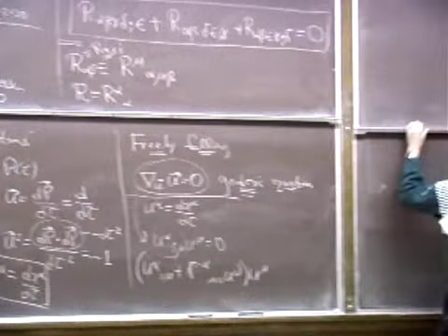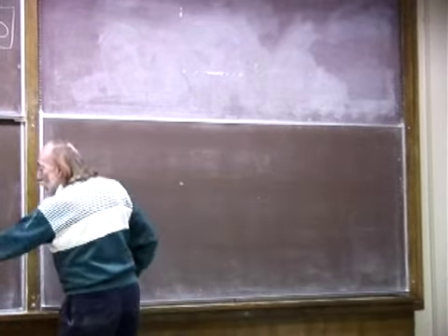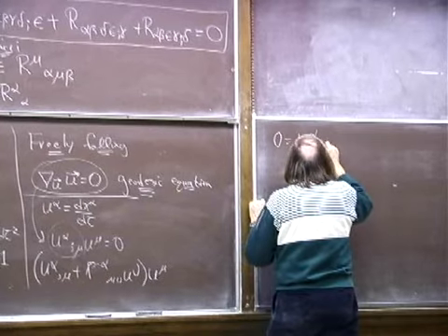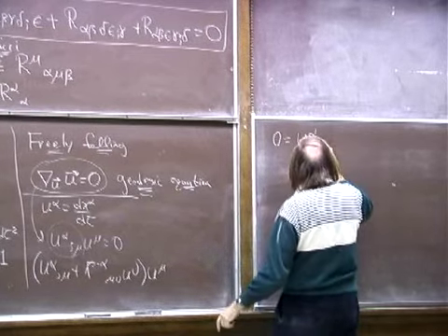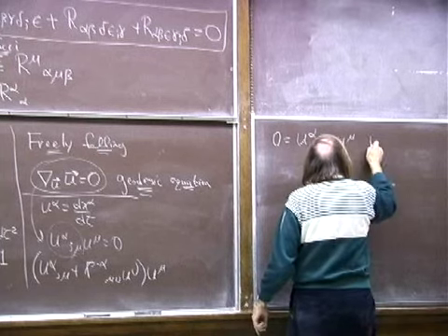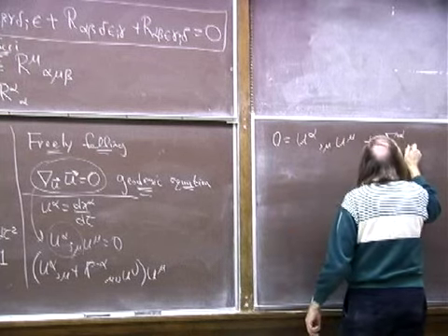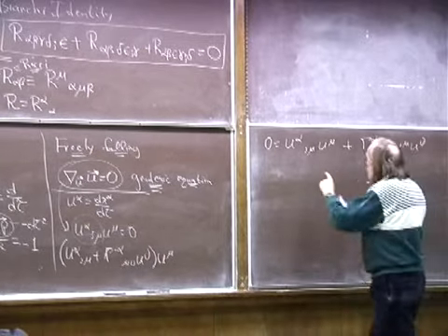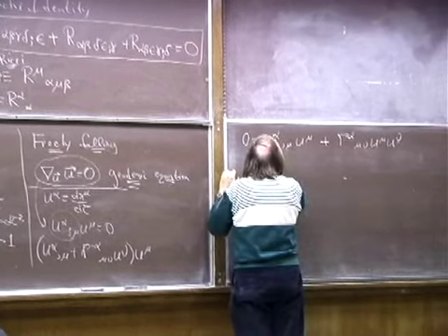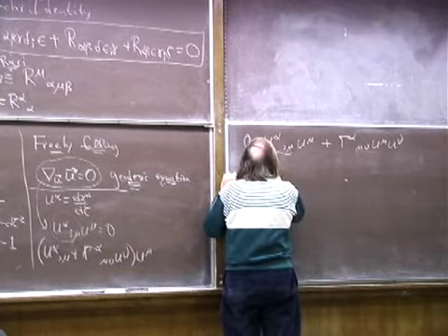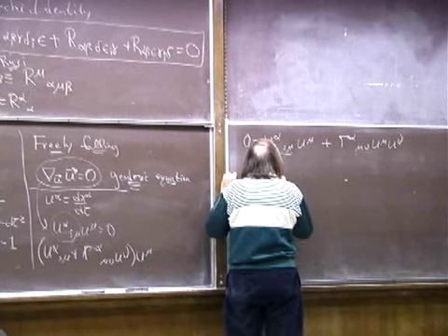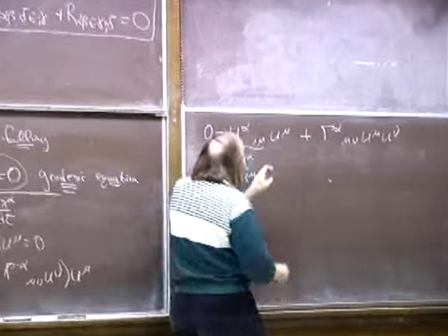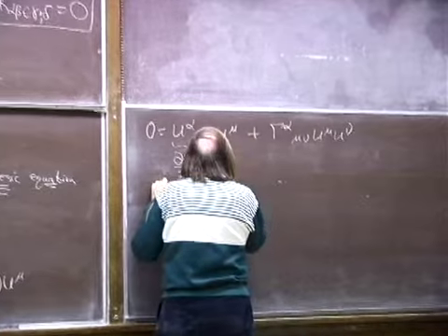So I can then collect terms and rewrite this. 0 is equal to u^α_{,ν} u^ν plus Γ^α_{μν} u^μ u^ν. Now let's look at this term here. I can rewrite this as the partial of u^α with respect to x^μ, because this is a coordinate basis and that's what the comma means. And then u^μ is dx^μ/dτ.